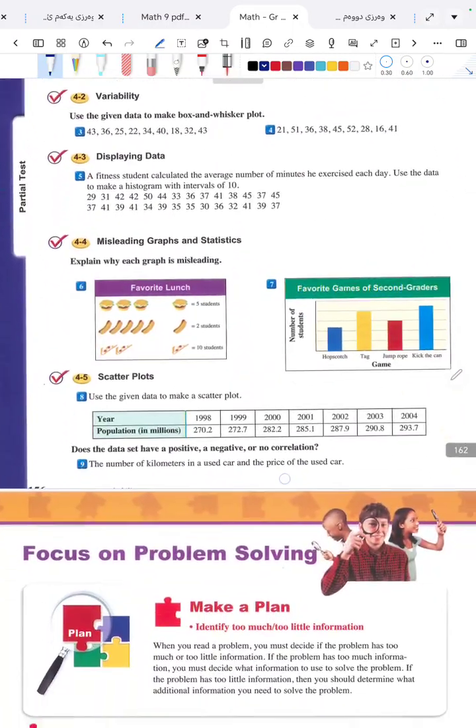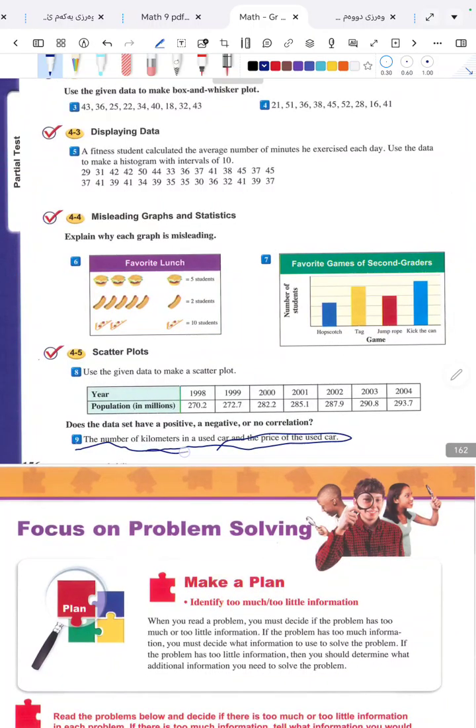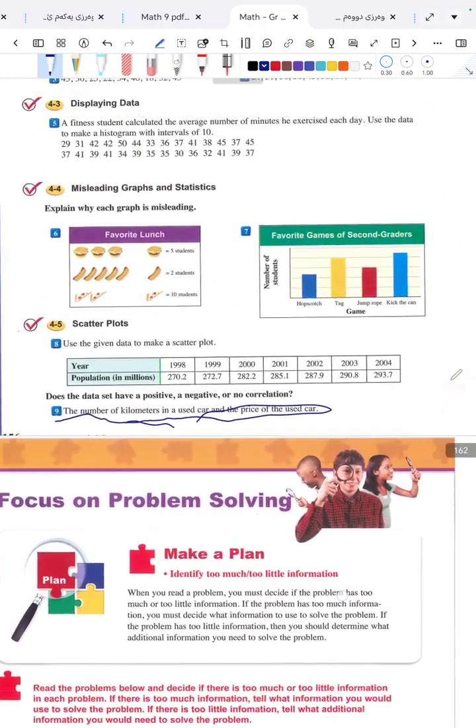Now, in the practice test, question 9: the number of kilometers on a used car and the price of the used car. This one also has negative correlation.